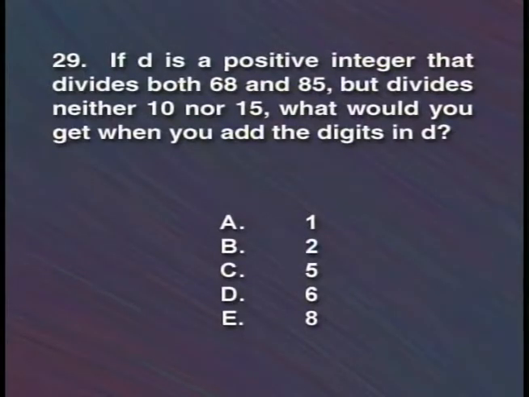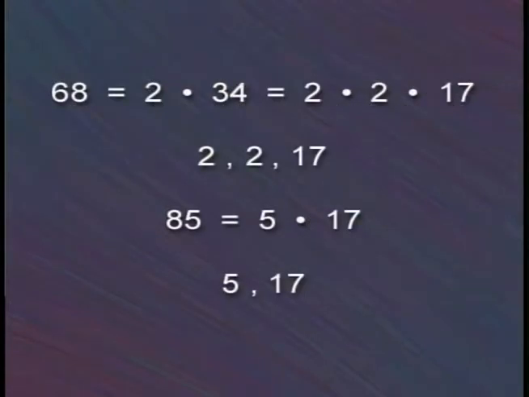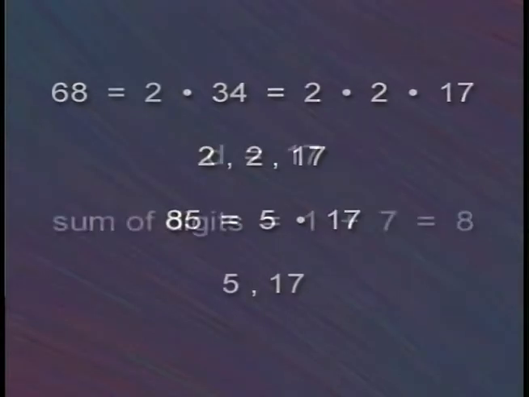Our first problem is to find a positive integer that divides both 68 and 85, but does not divide 10 or 15. Let's break 68 into prime factors. 68 equals 2 times 34, which is 2 times 2 times 17. Also, 85 is 5 times 17. One common factor of both 68 and 85 is 17. Now, 17 does not divide 10 or 15. Thus, it appears that D must be equal to 17.